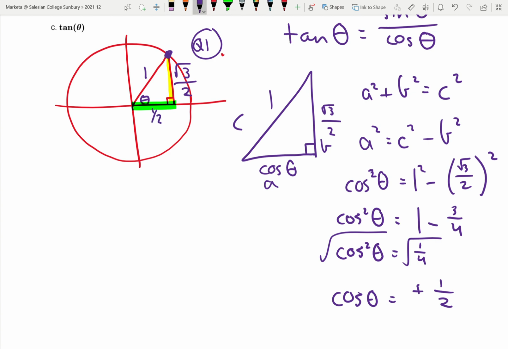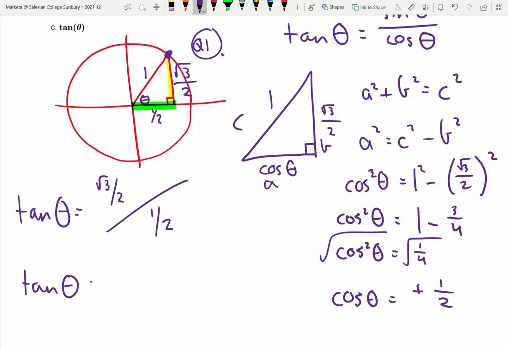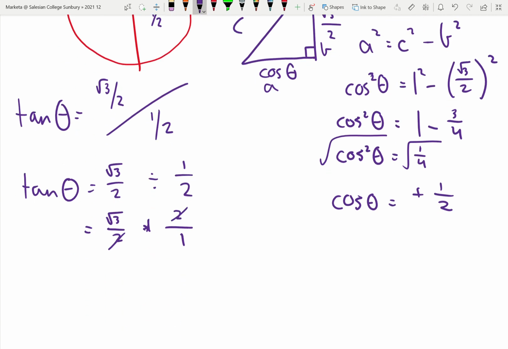Now we can just say tan theta is sine over cos. So root 3 on 2 over cos, equals half, I should say. Tan theta equals root 3 on 2 divided by half, and that equals root 3 on 2 times, keep, change, flip, cancel those. So tan theta equals root 3. That one was a little bit more involved because we had to find the value of cos before we could find the value of tan.